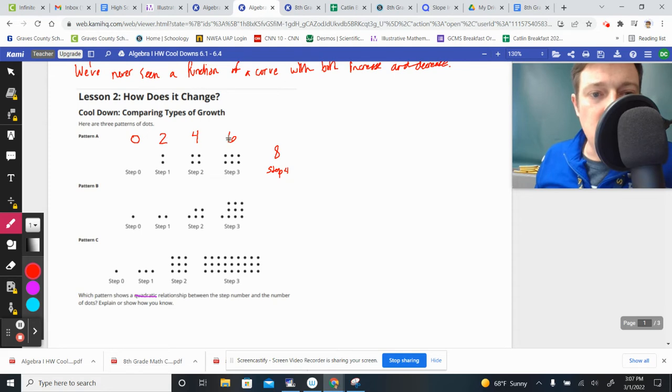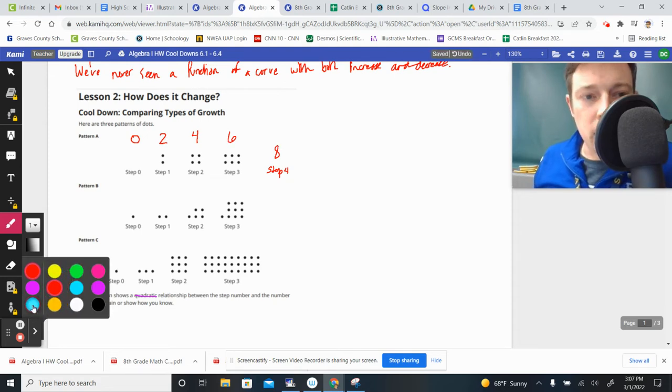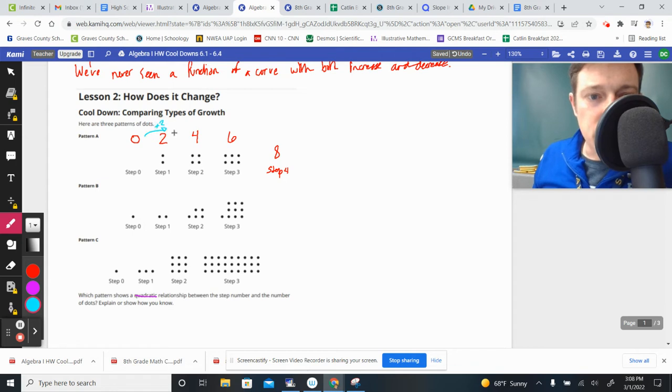Every time we go to the next step, we have a change of increasing by 2, just tacking on 2 more dots. That type of relationship we've come to realize is a linear relationship, because we're increasing by the same amount every time. So pattern A is your run of the mill linear relationship. In fact, it's a proportional linear relationship because you're starting at 0 and going up by 2 every time, so there's not even a plus involved, like we saw in class today.